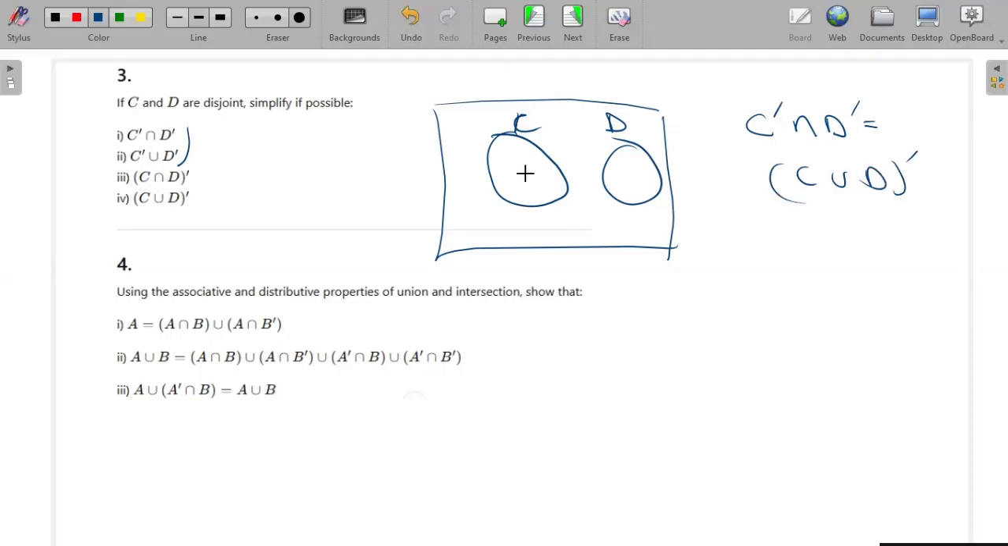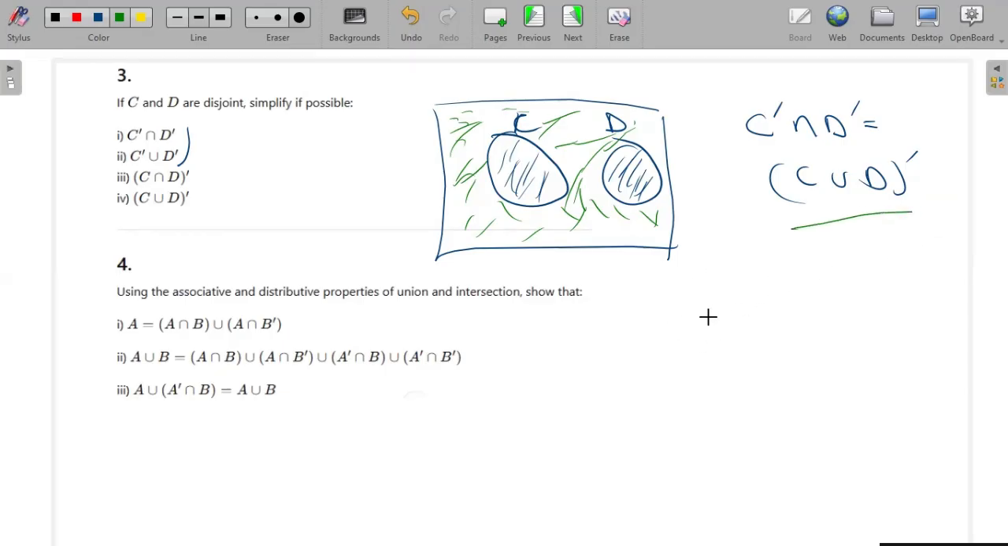So C union D is this here: everything in C together with everything in D. So if this here is that, then the complement is everything outside here. The complement, meaning what remains, is just that part of the universal set. So you can write that. If you write it like this, it would be okay.